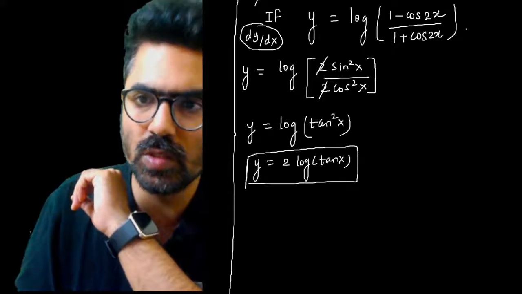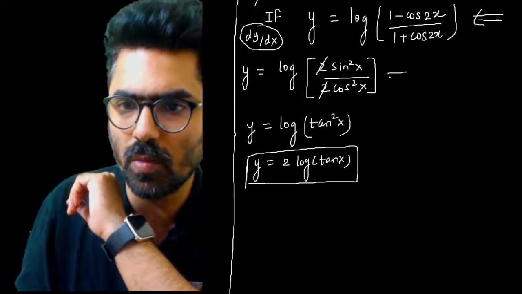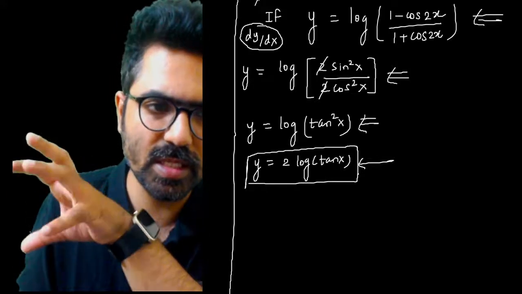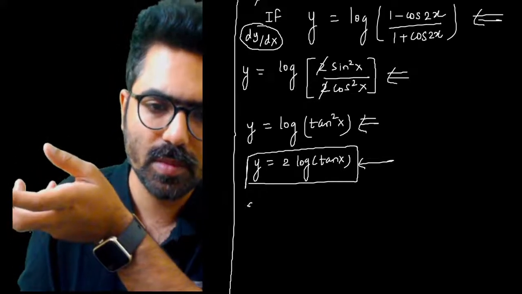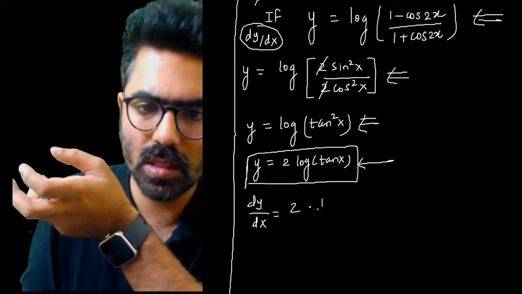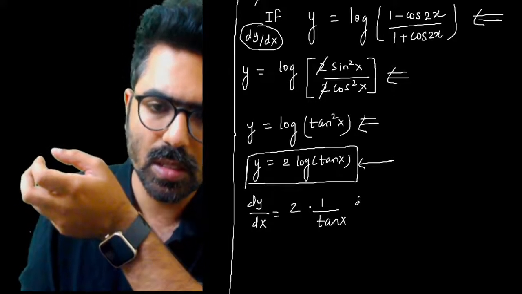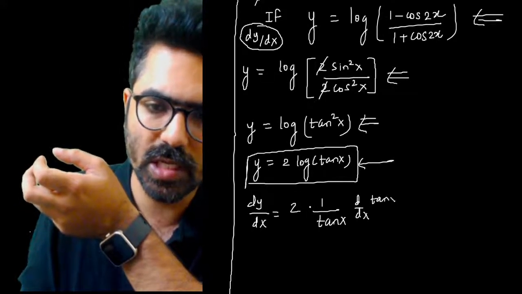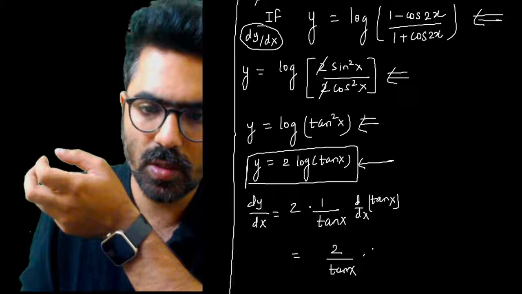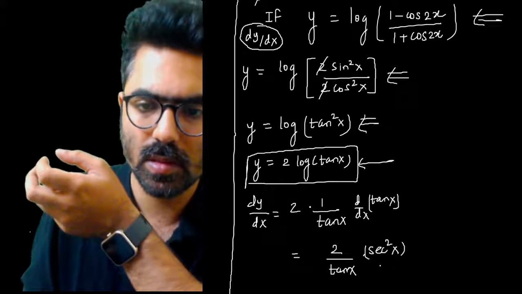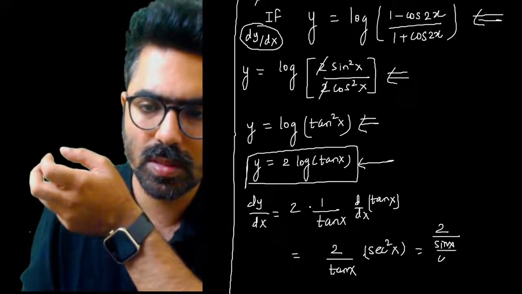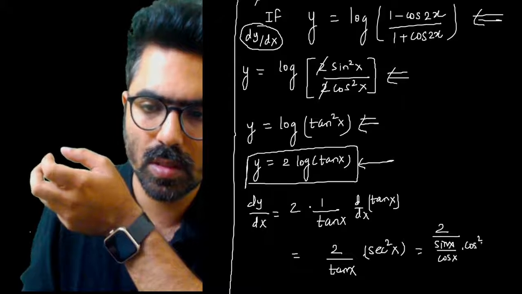Look at the question. Initially this was something like this, but because of the formula of trigonometry and the properties of log, we have reached somewhere here, and now this is very easy, or it looks easy, to differentiate. Okay, so dy by dx is equal to 2 as it is. Derivative of log is 1 by tan x into derivative of tan x according to chain rule. So 2 by tan x into sec square x. If you convert this into sine and cos, you'll get 2 by sine x upon cos x into cos square x.